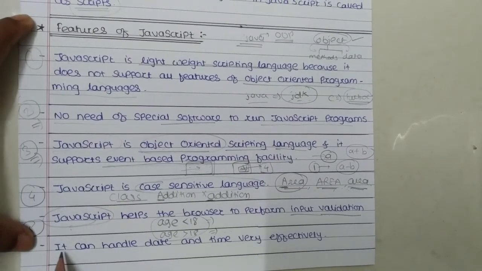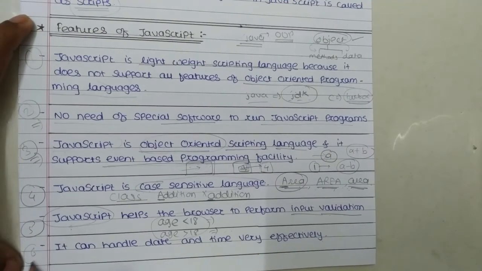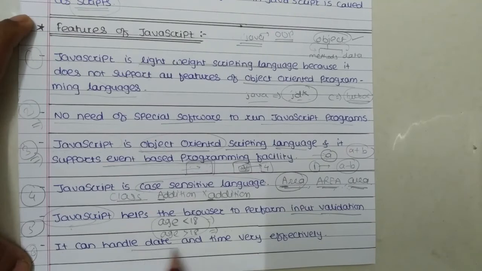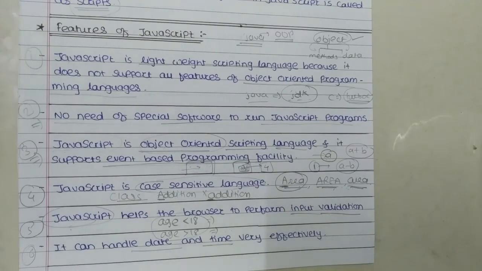Now next one is there. It can handle date and time very effectively. This one is the sixth number. JavaScript also handles the date and time.